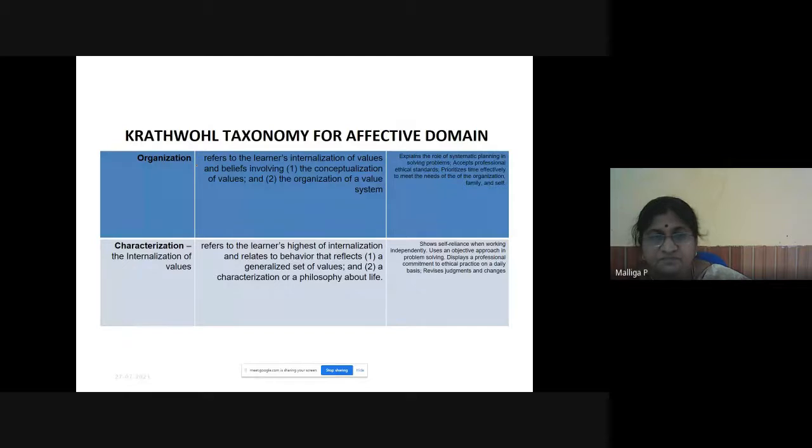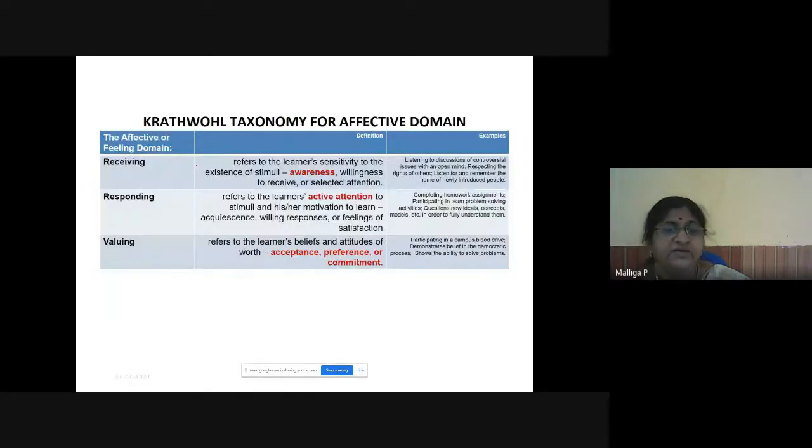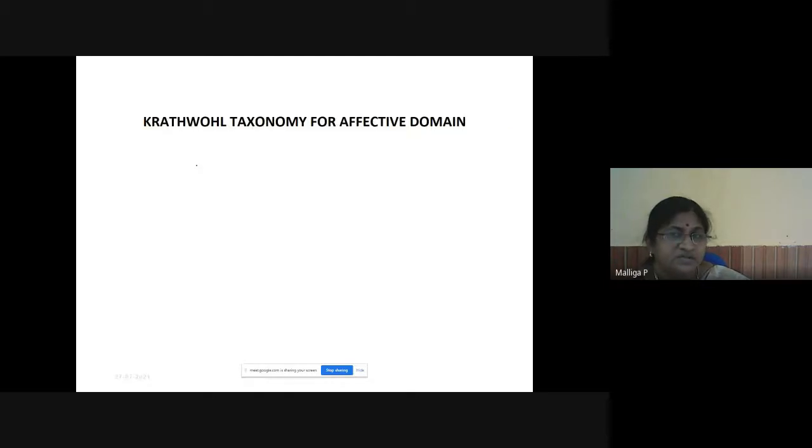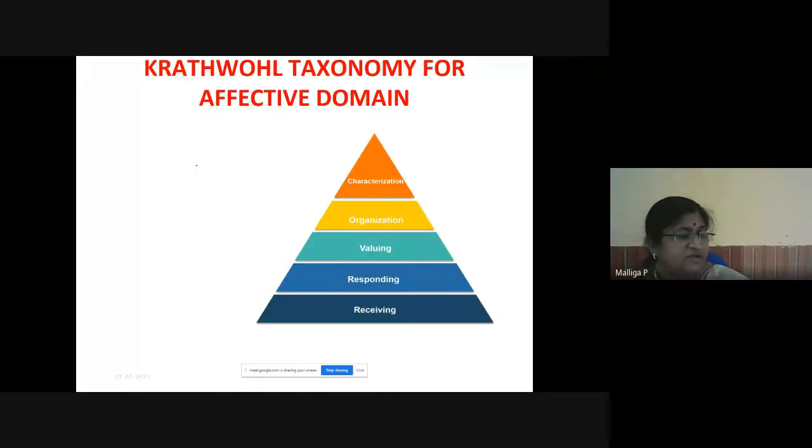That is the Krathwohl taxonomy of the affective domain. Are you getting it? If you look into this taxonomy of the affective domain, you have five levels: receiving, responding, valuing, organization, and characterization. It goes from lower order to higher order.